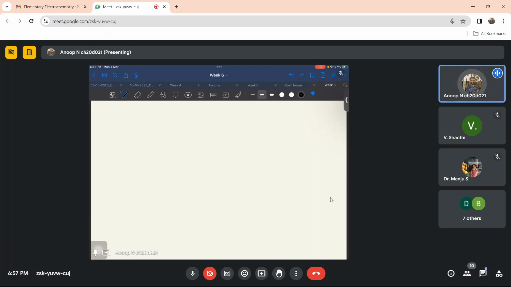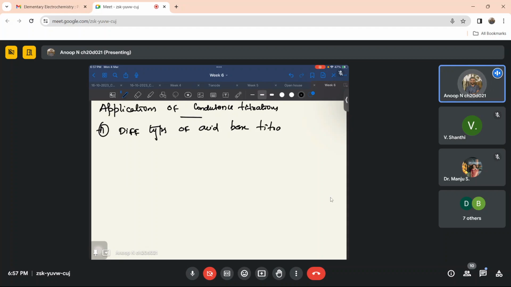So the next portion covered was applications of conductance titrations. In that there are two types. First one was different types of acid base titrations. Then second was precipitation titrations.